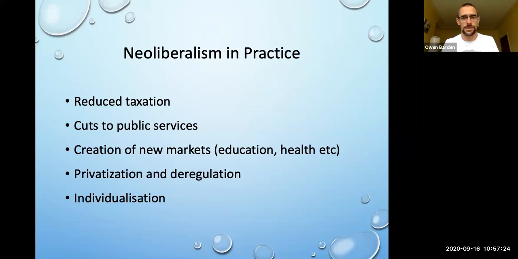The fire service, fire stations have shut down. All these things have been cut because governments don't have as much money anymore because they haven't got as much tax income coming in.